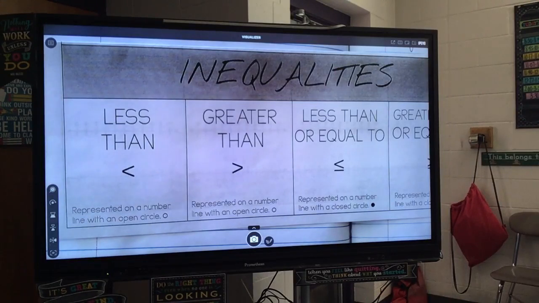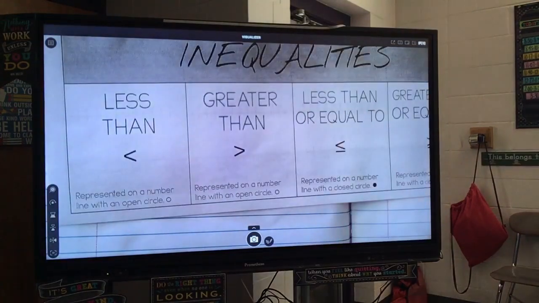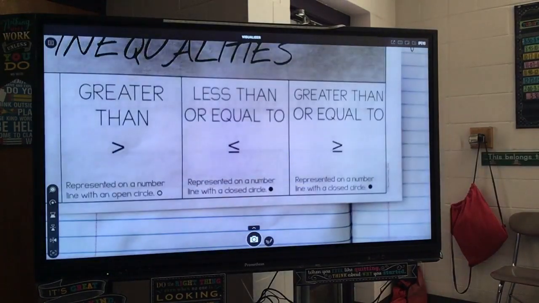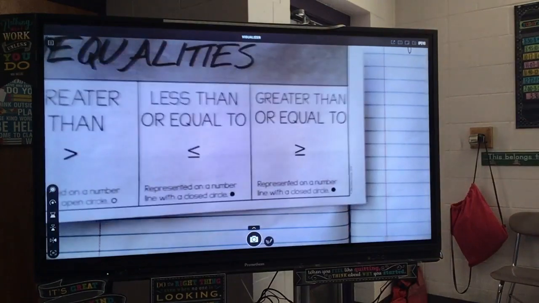Alright, so it says less than. You have your sign. It represents on a number line with an open circle. Greater than is represented on a number line with an open circle. Less than or equal to is represented on a number line with a closed circle, and greater than or equal to on a number line with a closed circle.